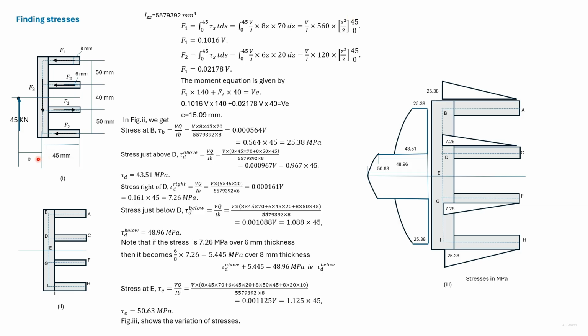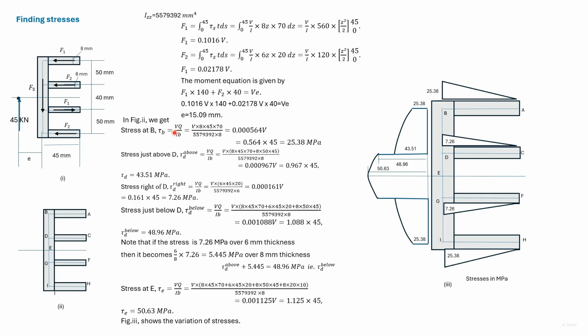We can now find the position of the shear center. So F1 into 140 plus F2 into 40 would be equal to V into e, from which we find e. In order to find the stress variation, we find the stress at B, D, and E. Since the point D is a junction, we find the stress just above the point D, just below the point D, and just to the right.